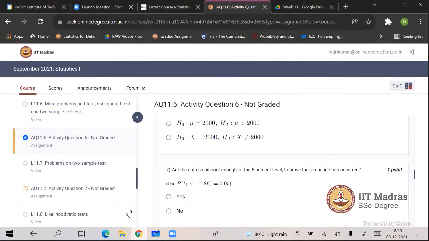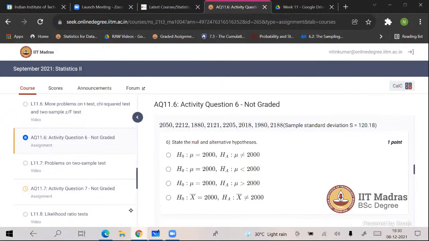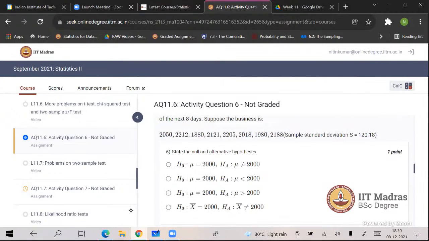So I think your doubt is, here you need to conclude whether you are rejecting null or whether you are accepting null, right? Yes, sir. So once you have reached the conclusion, let's say you are rejecting null. And what your null hypothesis says is that your mean is 2000. And the question says the alternative hypothesis is less than that. Are the data significant enough to prove that the change has occurred? Change has occurred means that mu.